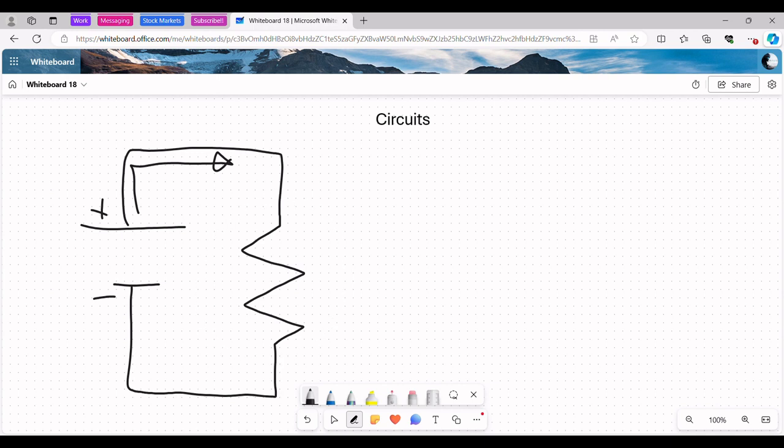Now the resistance is whatever's doing the work in our circuit. For example, a light bulb could be resistance, because it's making the light. A heater could be the resistance. It's anything that's doing the work that the electricity is powering.